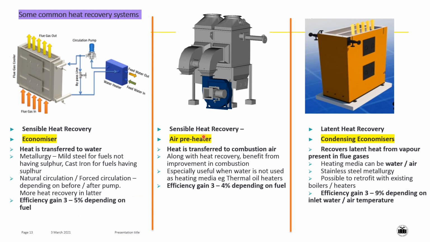Another popular device is air preheater. Again, sensible heat is recovered, and here heat of flue gases is transferred to combustion air, that is the air going for combustion. Here there is a gain in plant efficiency by 3 to 4%, again depending upon fuel.